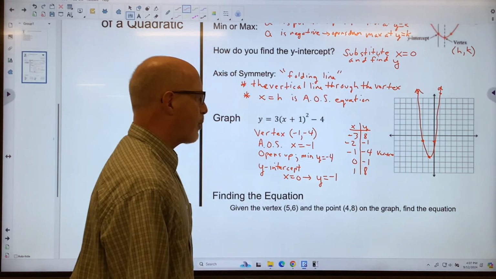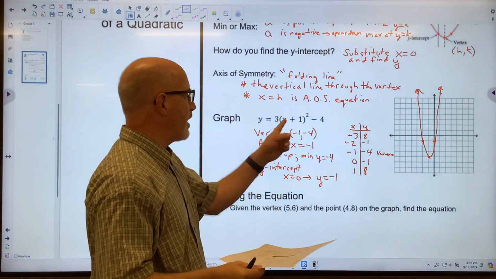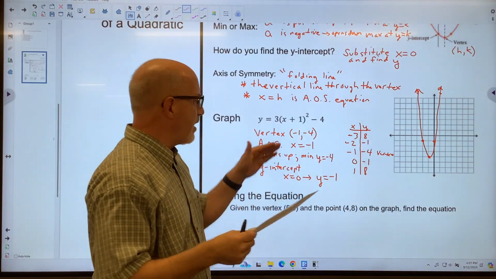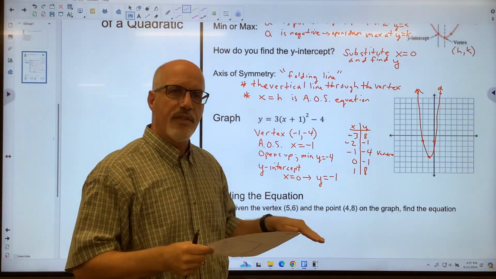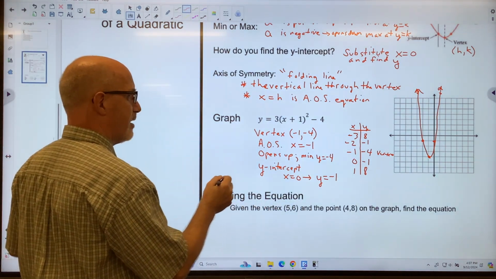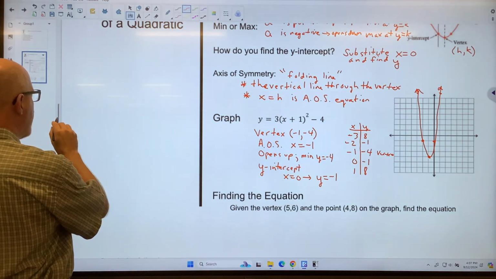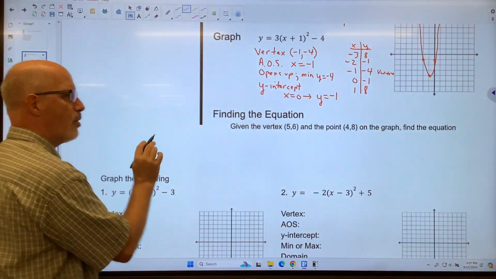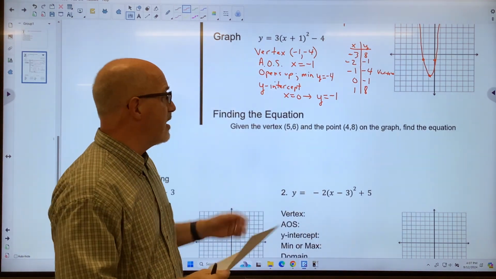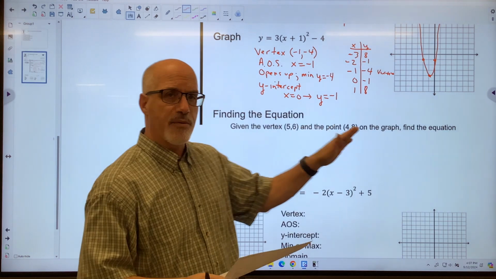Okay. So our parabola is thin because this 3 has stretched it up. And then we had our vertex at -1, -4. So notice that we got all this detail now that we want to start listing for our different equations for our parabolas. Before we do some examples, we're going to do one more new idea. This is when we find the equation of a parabola, of the quadratic, given this information.